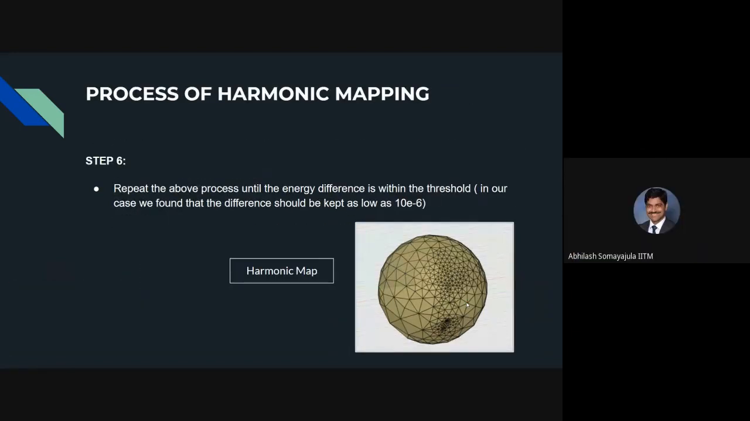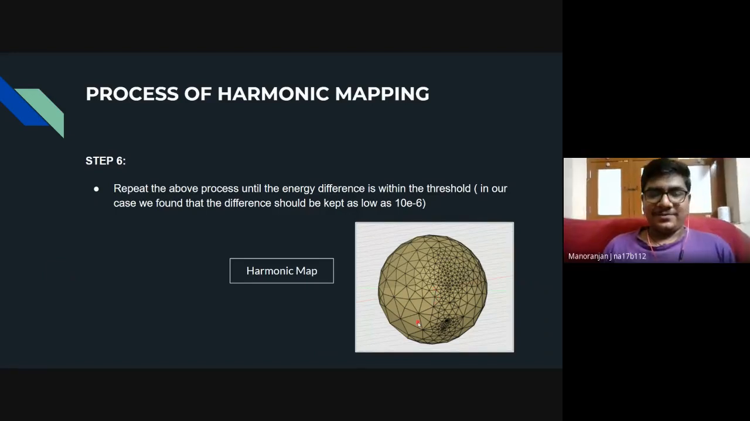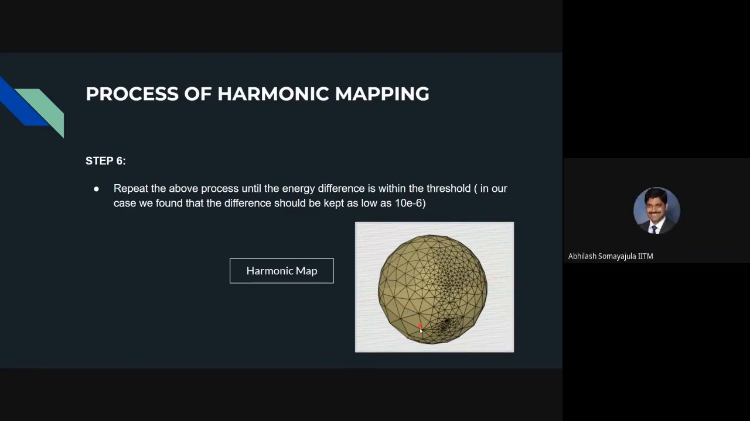Was that clear for everybody, what the harmonic map is doing compared to what the other thing was doing? I'm not sure how well I've explained. It was a bit complex. So if there are any questions, please let me know. Yes.